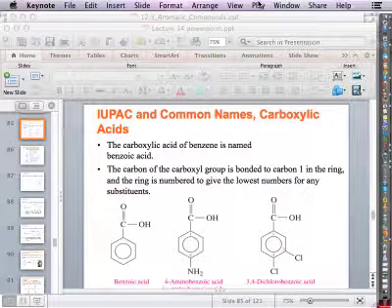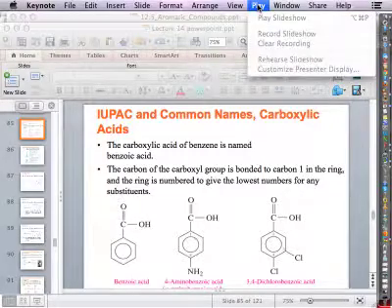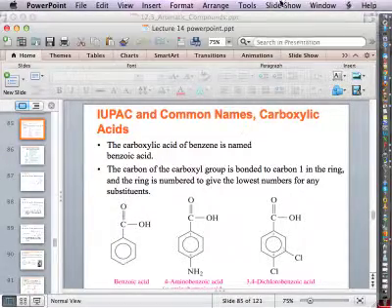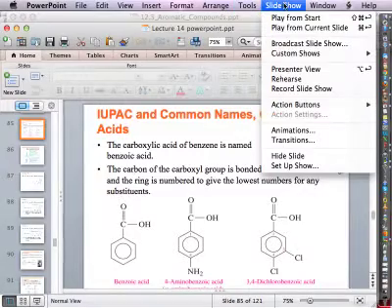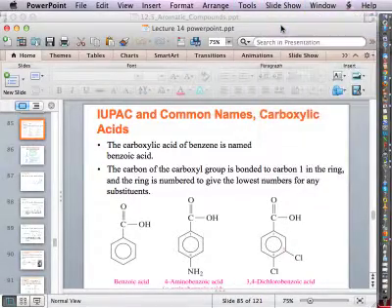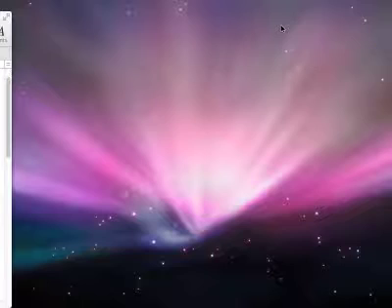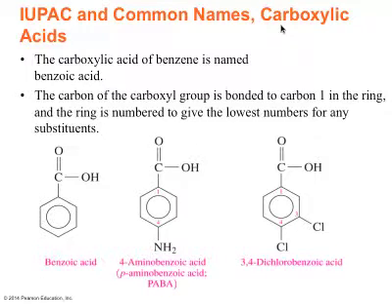Welcome to the second part of Lecture 14. We're going to continue exactly where we stopped off last time and try to finish this up. All right, so we just ended with some common names for some carboxylic acids, and we're going to continue on from here.